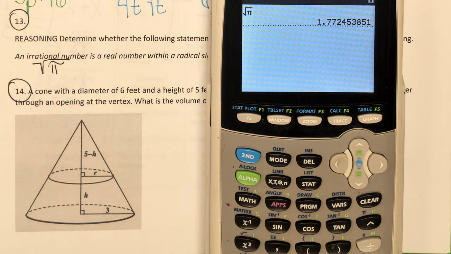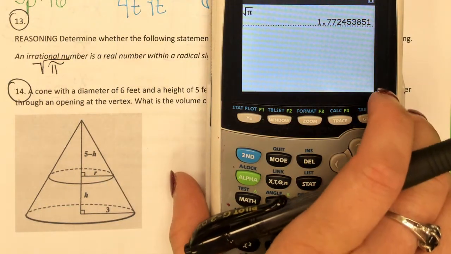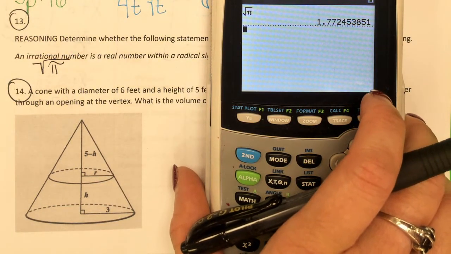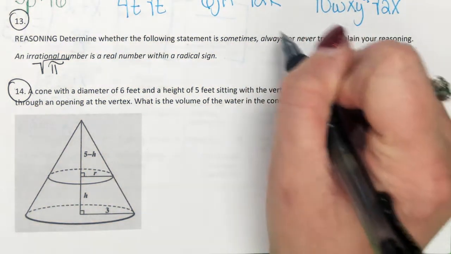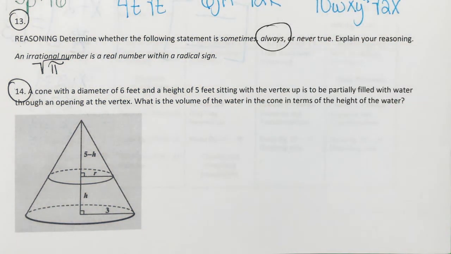Is that still a real number? Almost. We haven't talked about imaginary numbers yet. We're going to talk about imaginary numbers later. All right, so is that still a real number? Yes or no? Yes. So is that sometimes, always, or never? Always. Okay, thank you. All right, anybody lost? Y'all okay so far?